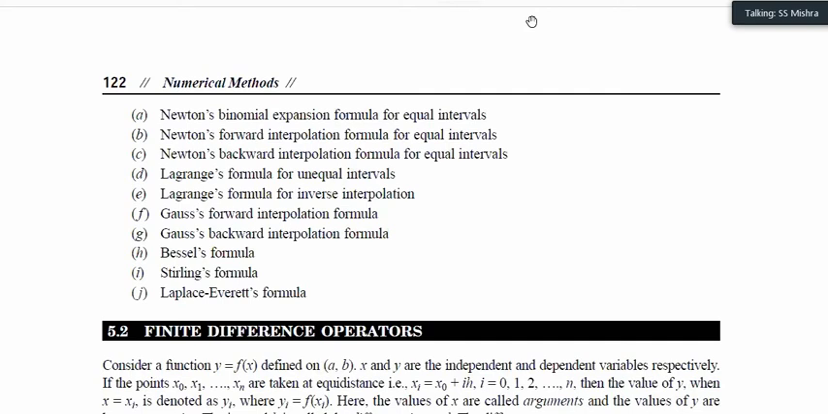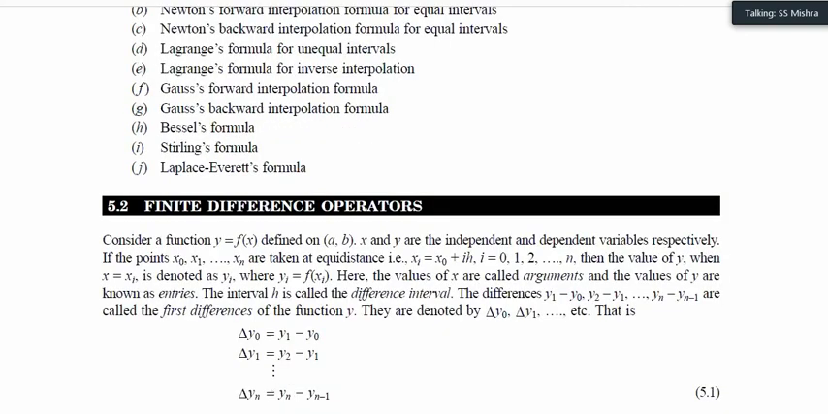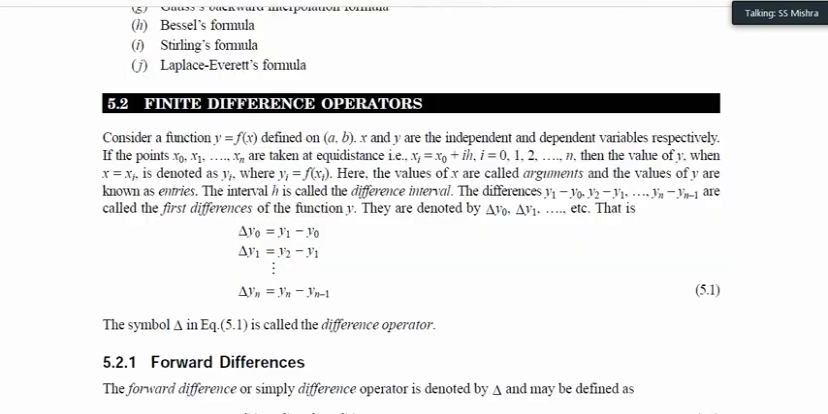So these are the formulas or formulae which we can study. The plural of formula is formulae, and we also allow formulas. So either you say formulas or formulae, both are correct. Finite difference operator. I begin with the finite difference operator.